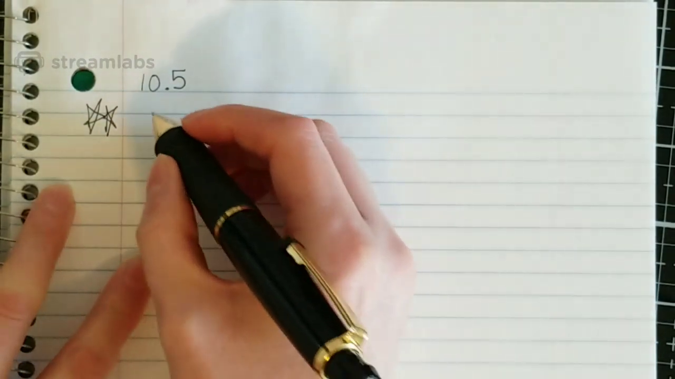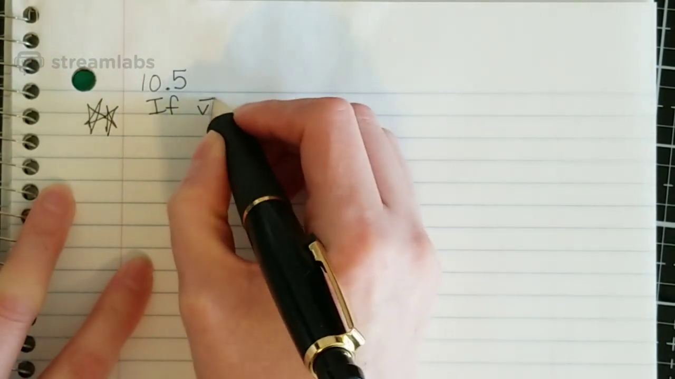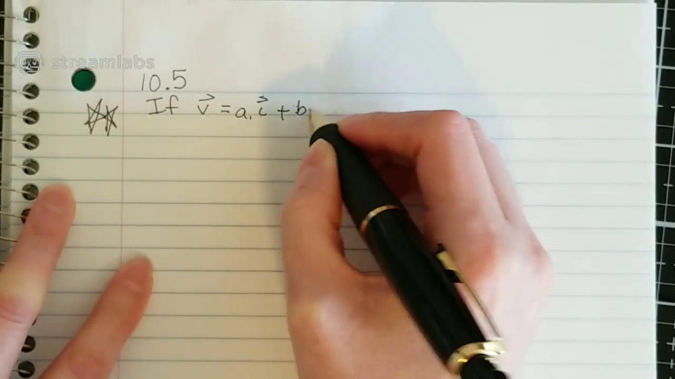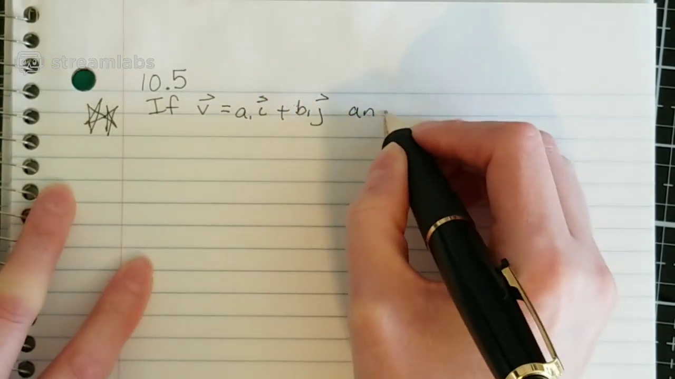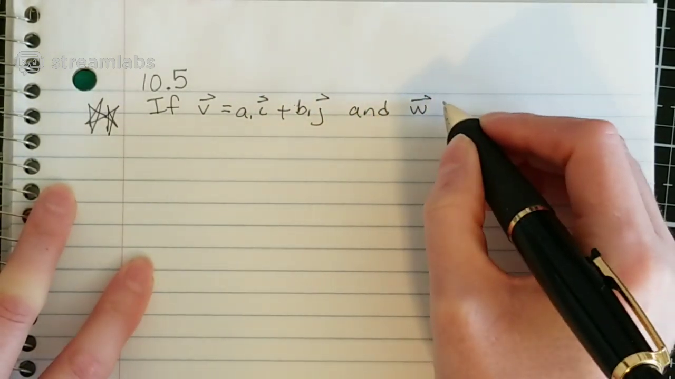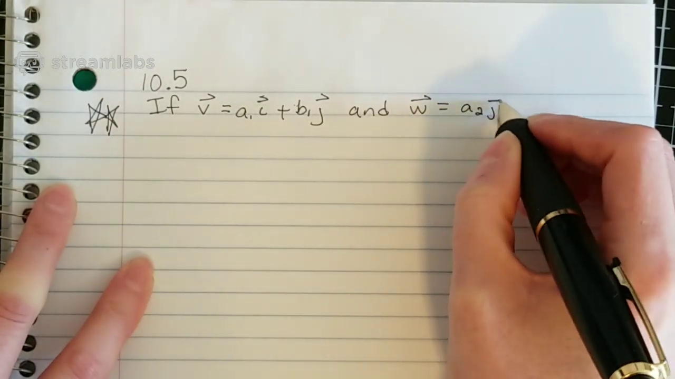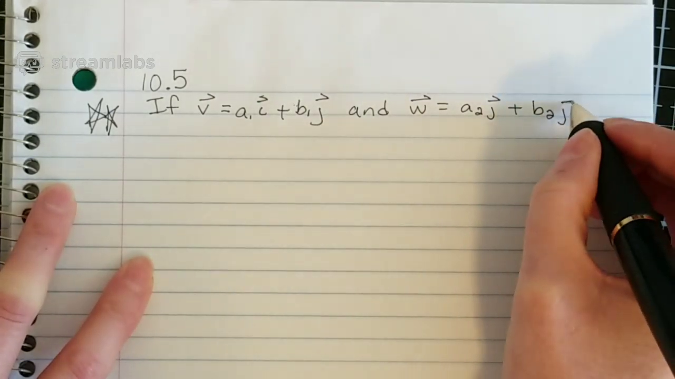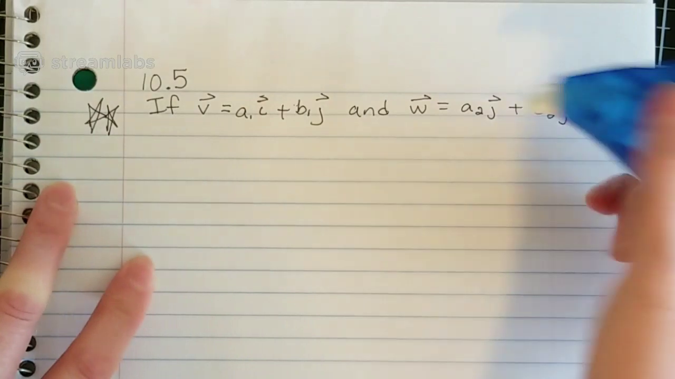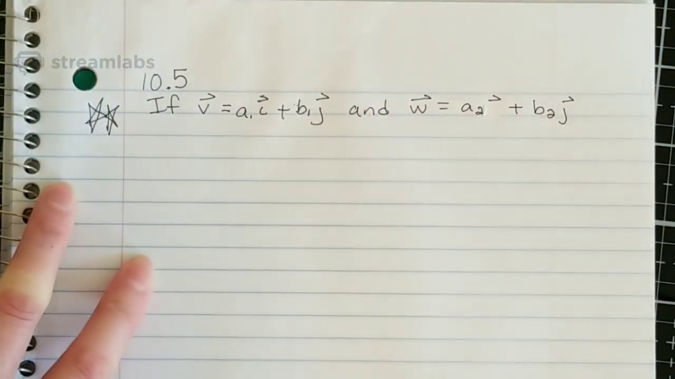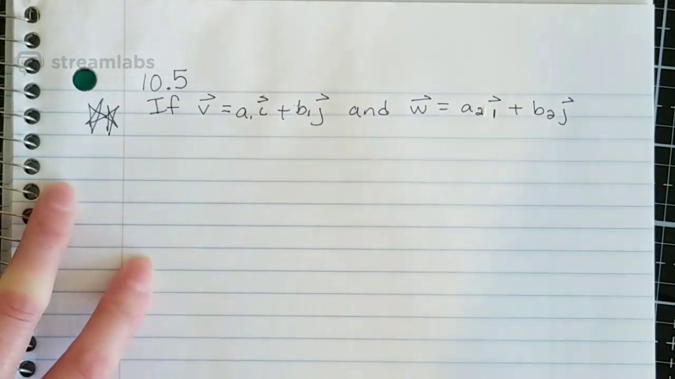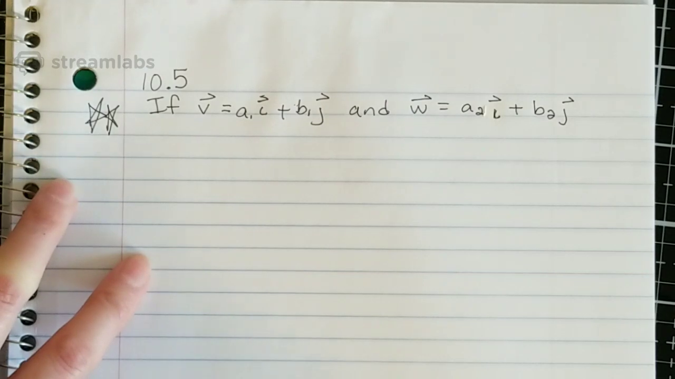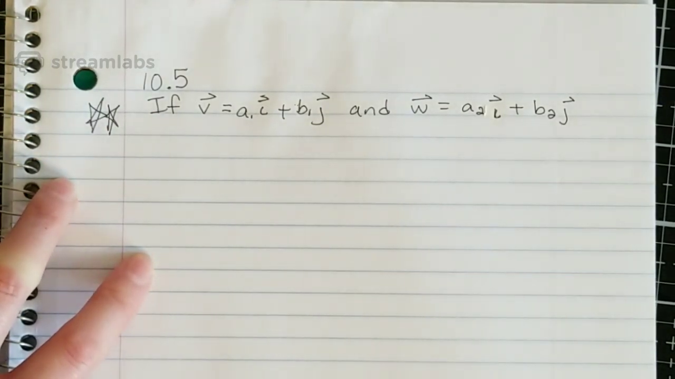So it says if we have a vector v = a1i plus b1j and a second vector w = a2i plus b2j, and of course, oh, my i is going backwards. See, this is not good for dyslexic people. Maybe I should just do the i like that. I don't know. I like giving it a tail though, but this math is not for dyslexic people.